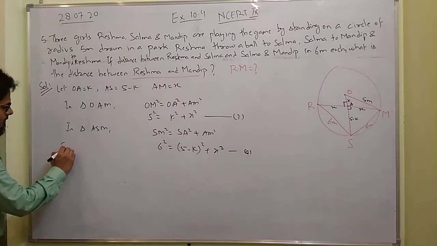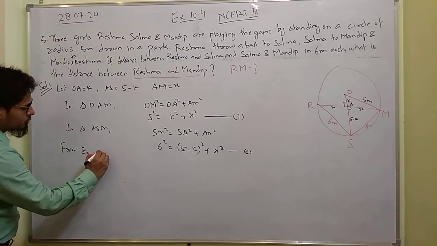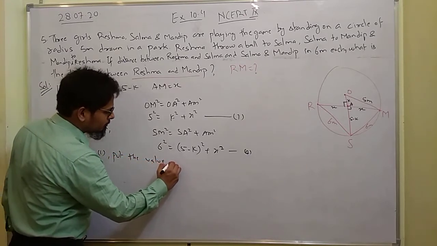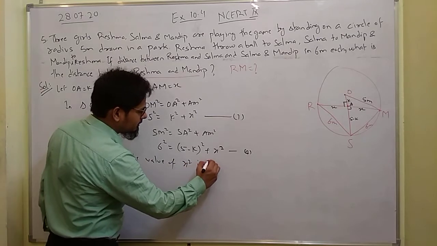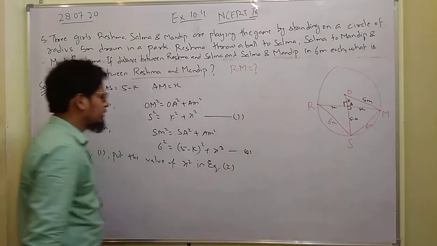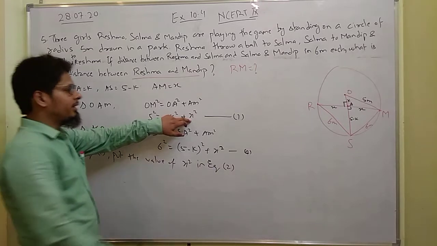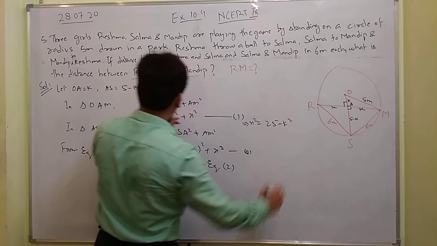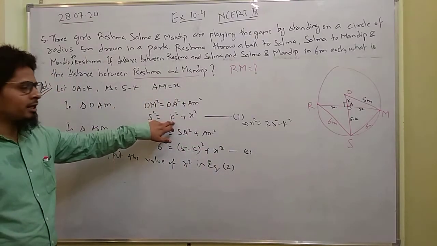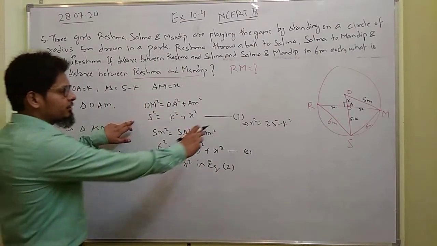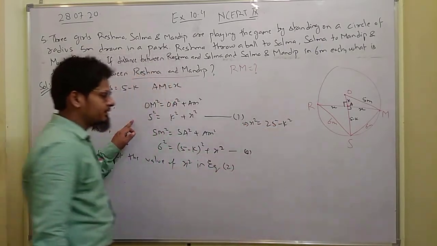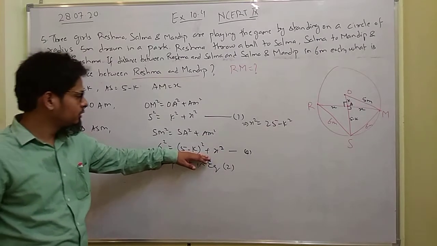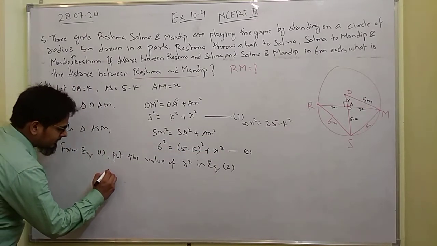From equation 1, put the value of X square in equation number 2. Just take out the value of X square: 5 square is 25, K will be transposed to this side. X square is equal to 25 minus K square. This value I will put in equation number 2, and now we have 36.